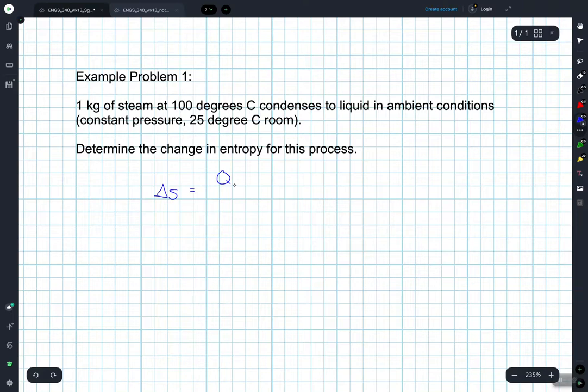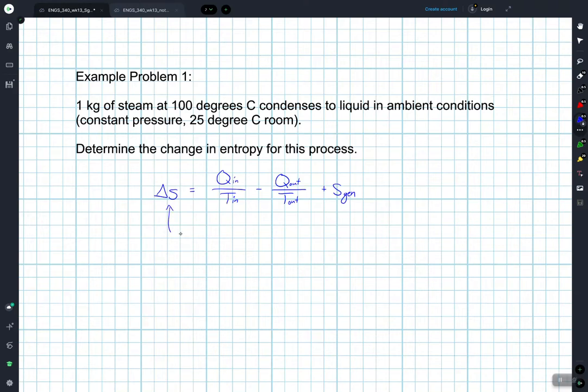Delta S equals Q in over T in minus Q out over T out plus S gen. So where we're going to start is looking at the entropy change of the water. So this is delta S of the water itself as it's condensing. So that water is losing heat. That means its entropy is actually going to be going down.